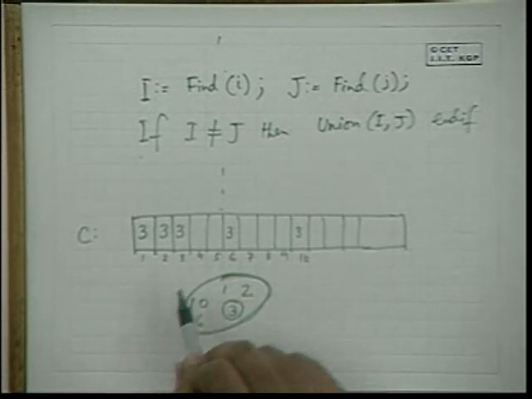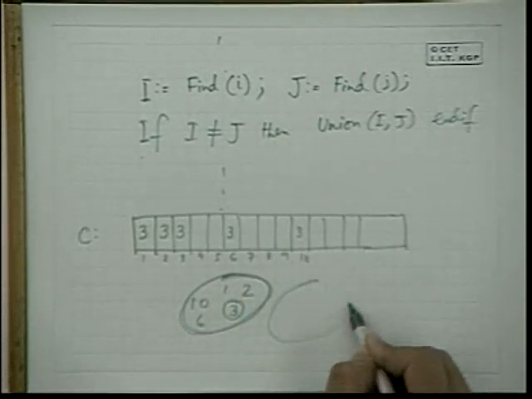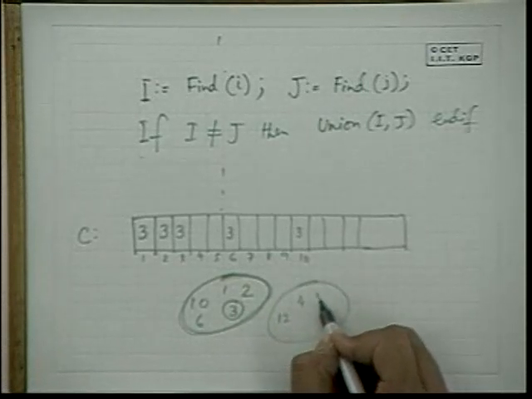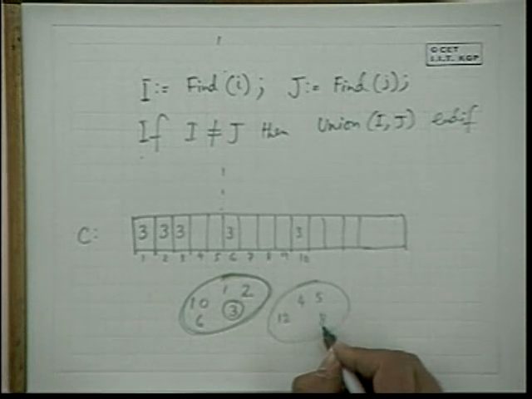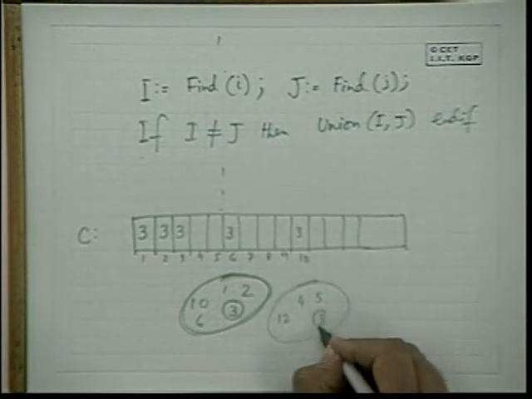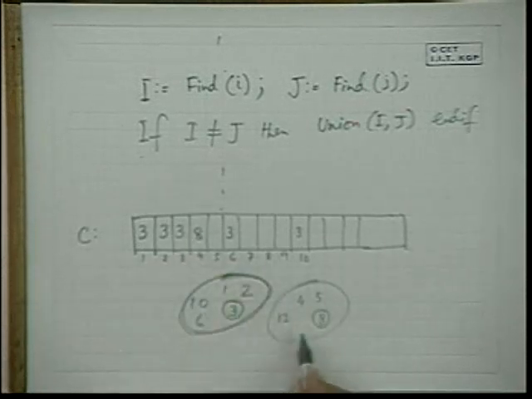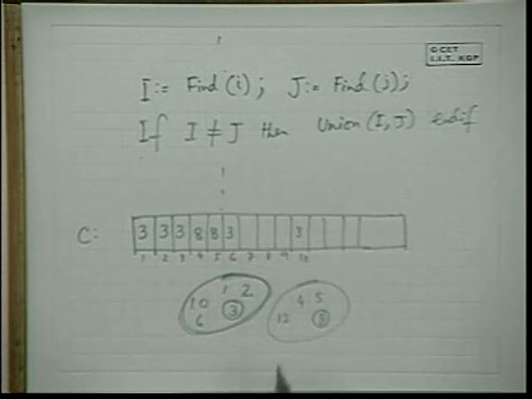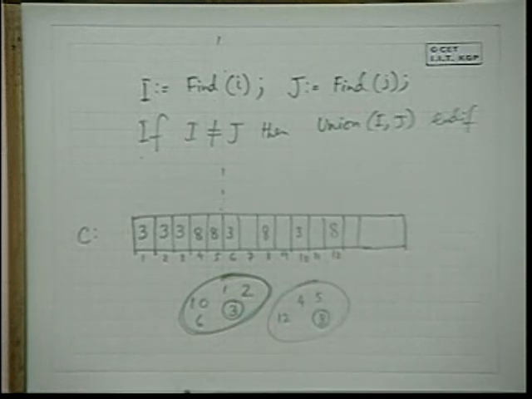So immediately if I represent like this, suppose I have another set, say 12, 4, 5, say 8. And suppose the representative element for this set is say 8. So for this one, I will have 8 because 4 is there in the set. 5 will also be 8. Then 8 is automatically 8. Then we should have 12 also 8.